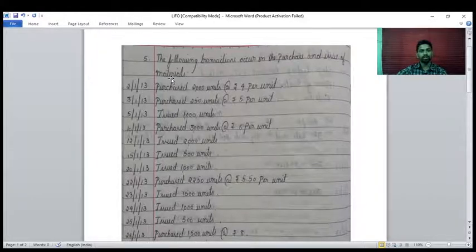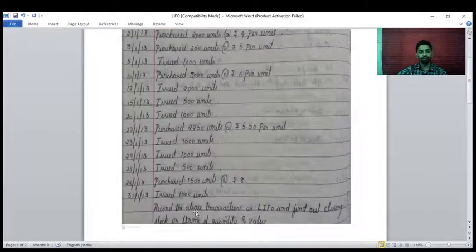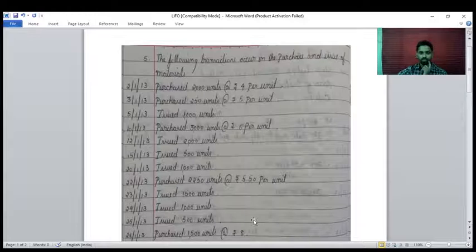Now see, the following transactions occur in the purchase and issue of materials. These transactions are given in chronological order, so we have to record them using LIFO and find out the closing stock in terms of quantity and value. Last in first out means whatever lot is taken last, out of that last lot we have to issue first.